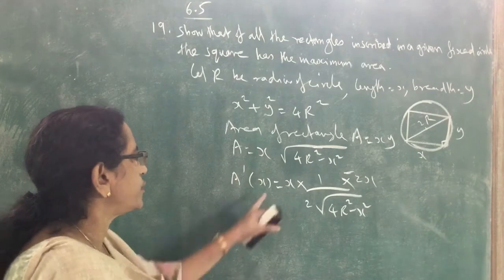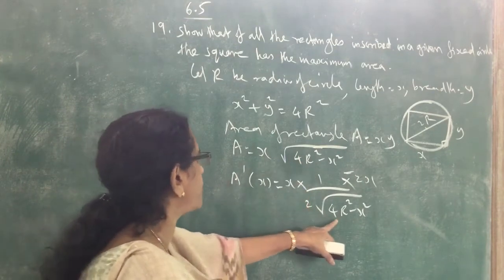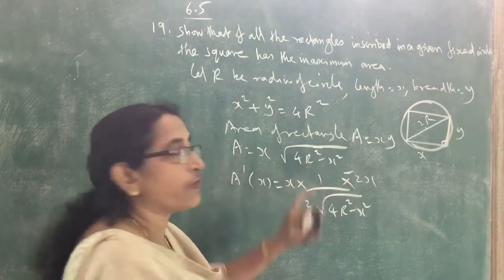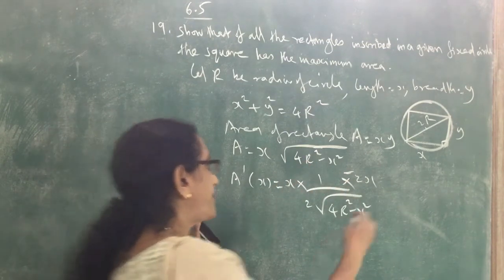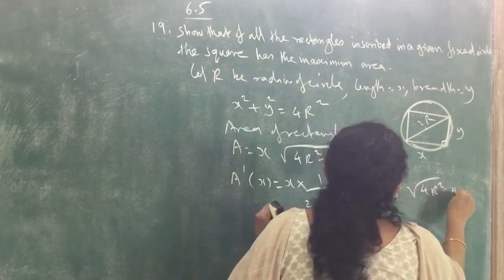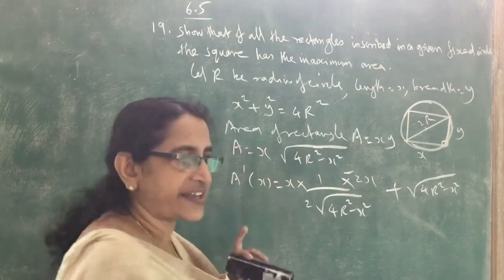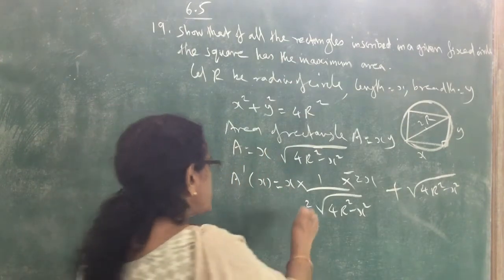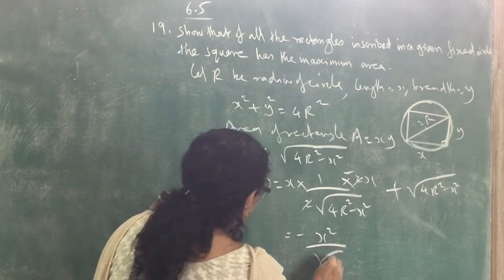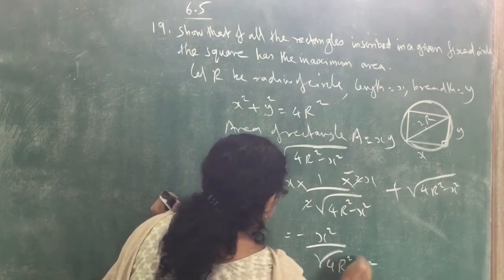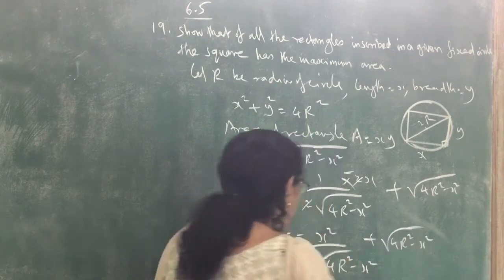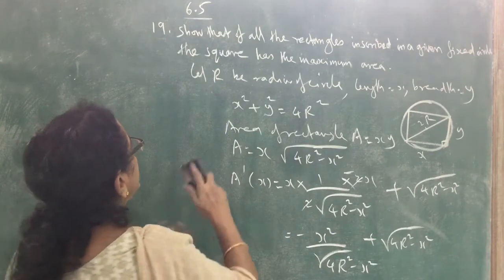So first function into derivative of second: 1 by 2 root of 4r square minus x square into derivative of 4r square minus x square, minus 2x. 4r square is a constant, derivative 0. Now plus second function, root of 4r square minus x square, into derivative of x, that is 1. So this 2 we can cancel. Here we get minus x square by root of 4r square minus x square plus root of 4r square minus x square. Now we have to simplify, find the LCM.